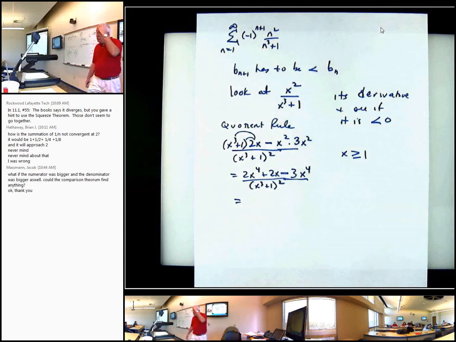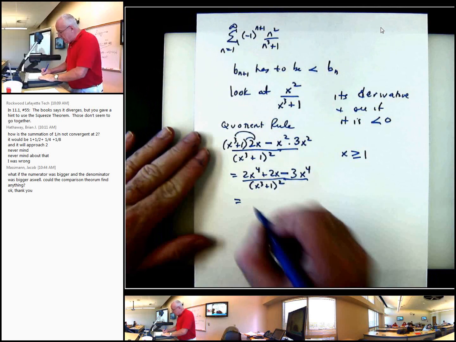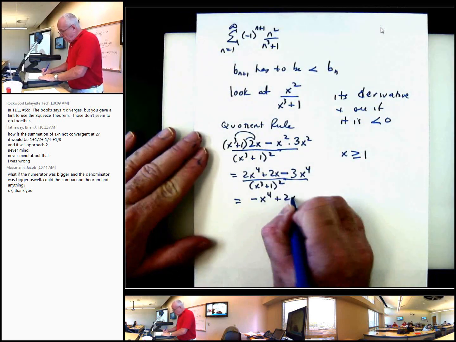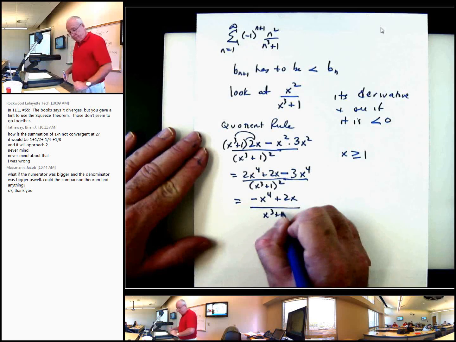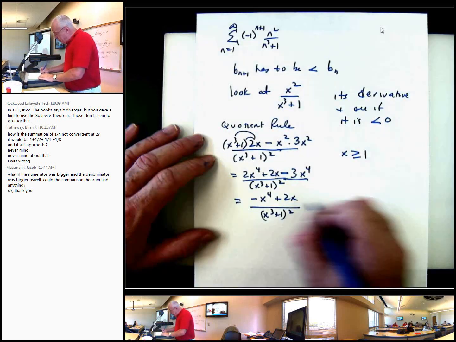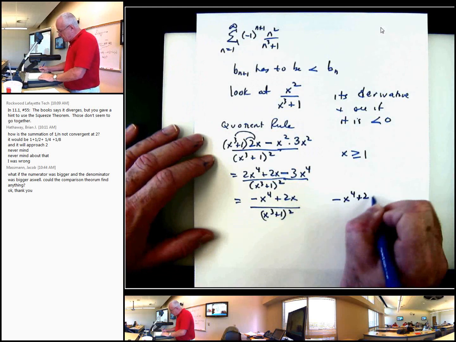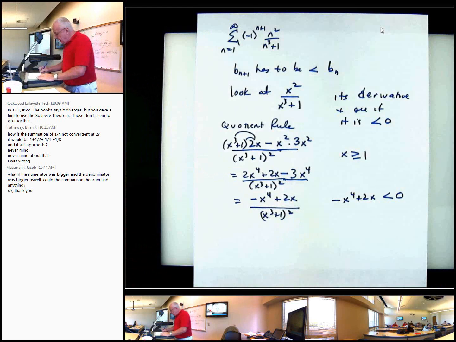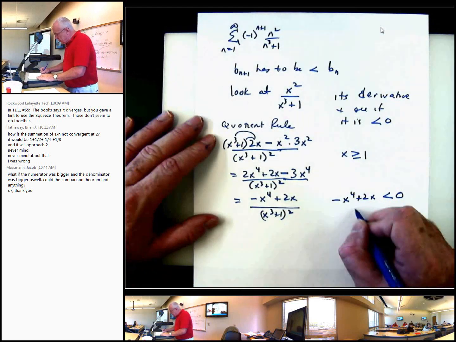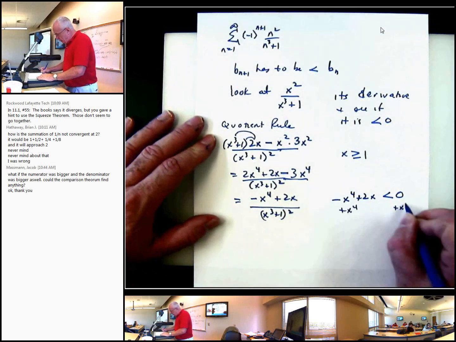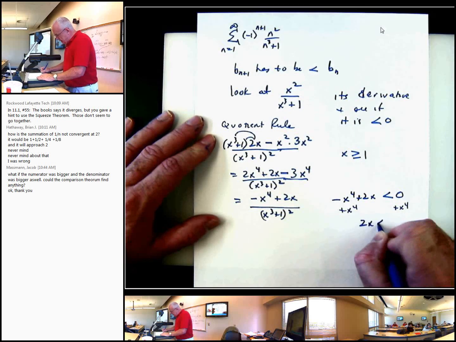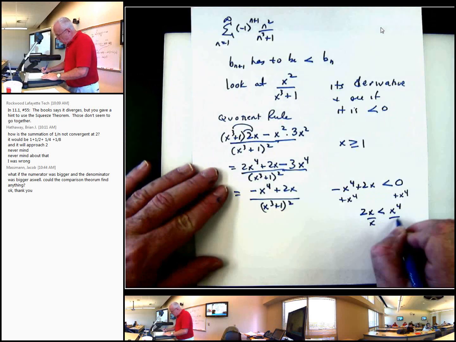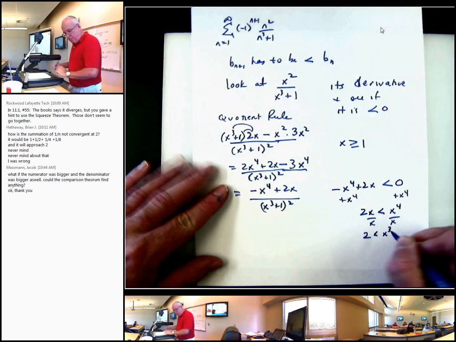Now let's combine like terms. 2x to the fourth minus 3 is going to give me minus x to the fourth plus 2x all over x to the third plus 1 squared. And then this thing here, minus x to the fourth plus 2x, we want this to be less than 0. And that's going to occur, let's add x to the fourth to both sides. So when 2x is less than x to the fourth, or dividing by x, when 2 is less than x to the third power.